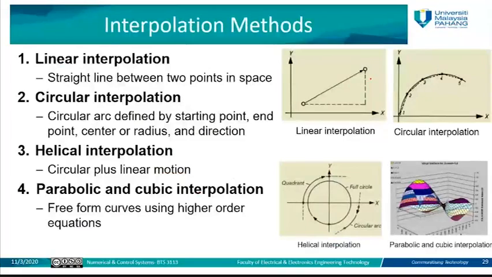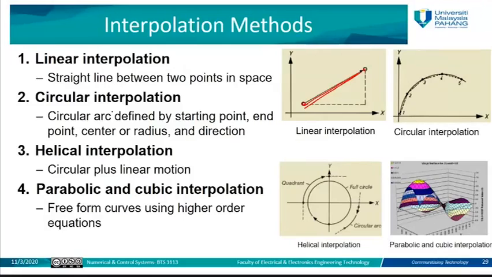So we have different methods for interpolation. We have four methods. The first is linear interpolation, which just defines a straight line between two points. You have the first point, you have the second point, and the interpolation will generate a straight line between the two points. It just asks the machine to go from point A to point B in a straight line.